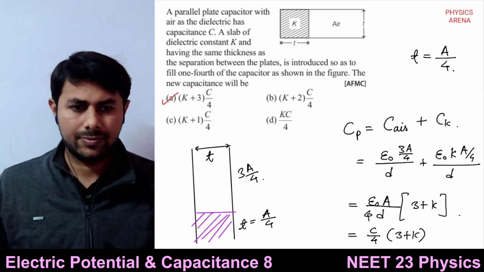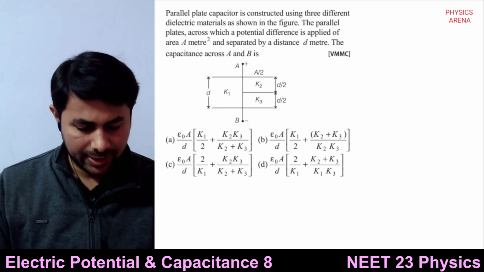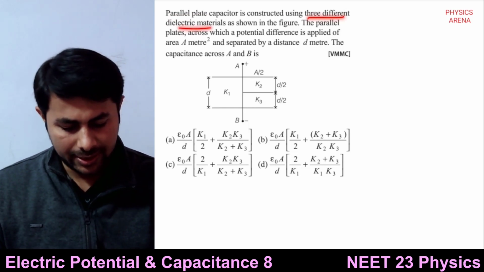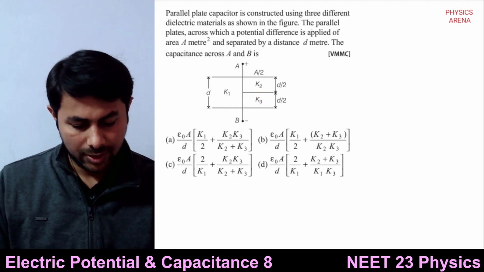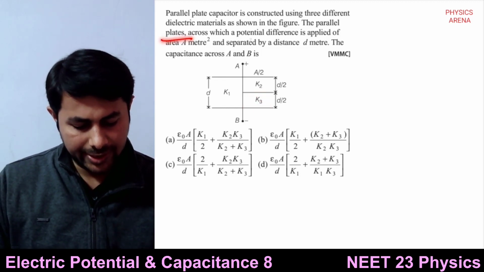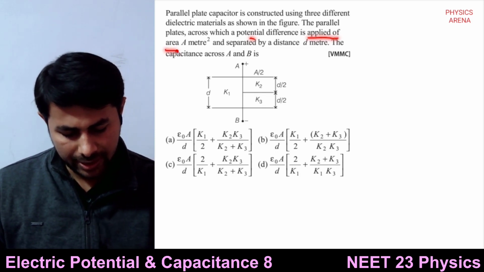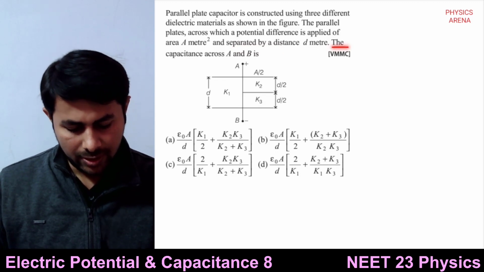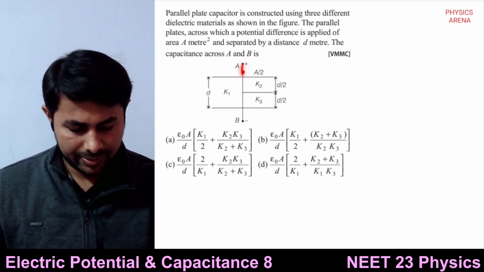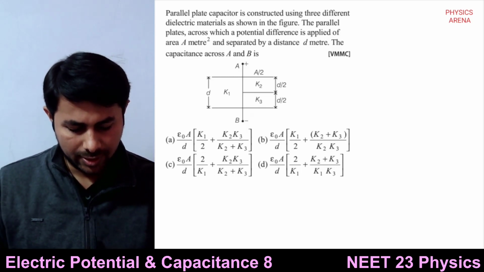Option A. So the next question: a parallel plate capacitor is constructed using three different dielectric materials as shown in the figure, K1, K2, K3. The parallel plates, across which potential difference is applied, are of area A meter square and separated by distance d meter. Capacitance across A and B is? So total capacitance is the question.